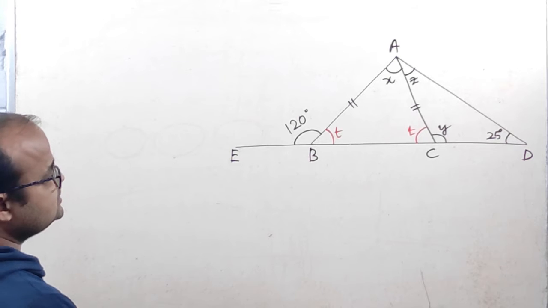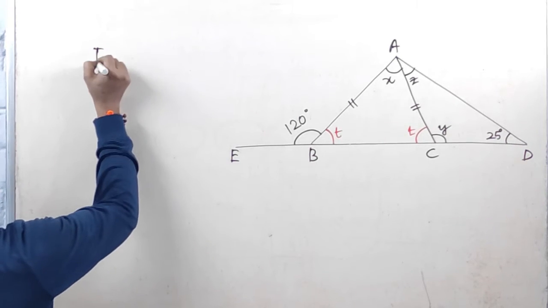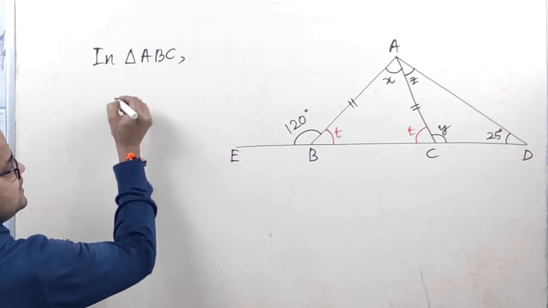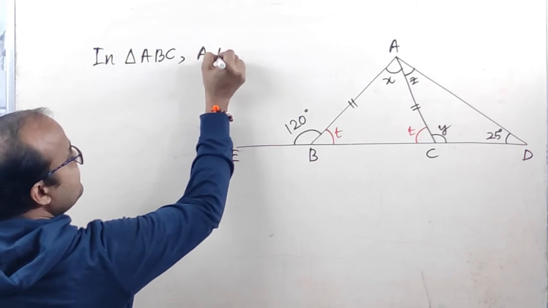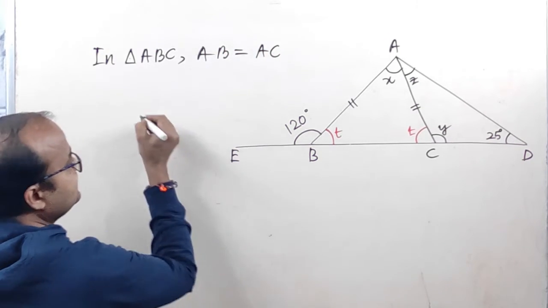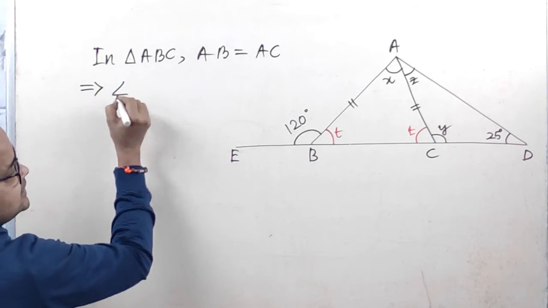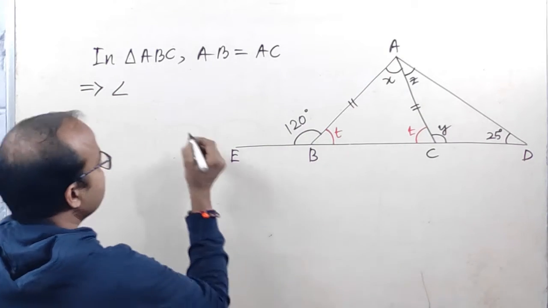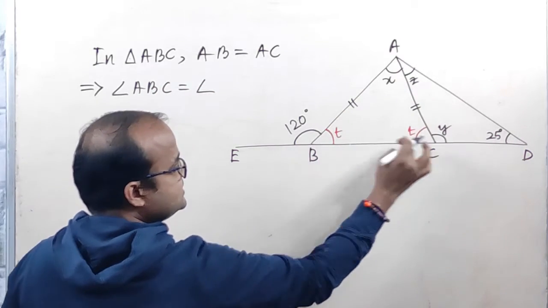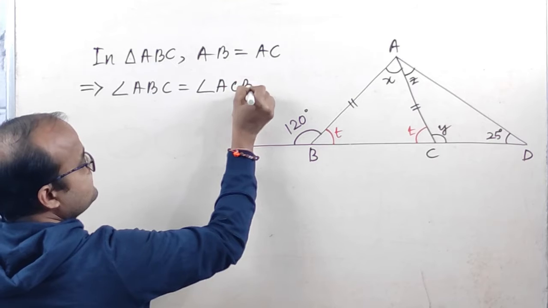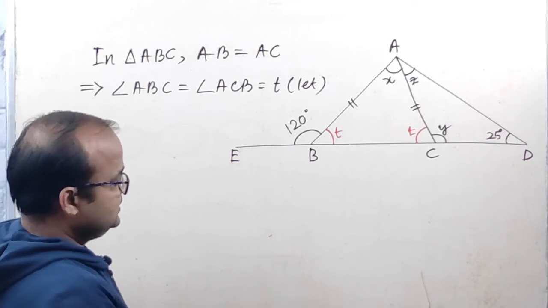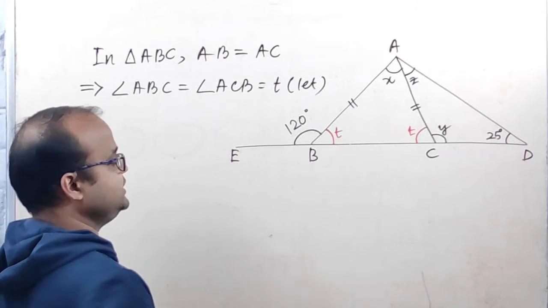So we first start with, in triangle ABC, AB equals AC. It implies angle ABC equals angle ACB equals T. Now first we find the value of T.